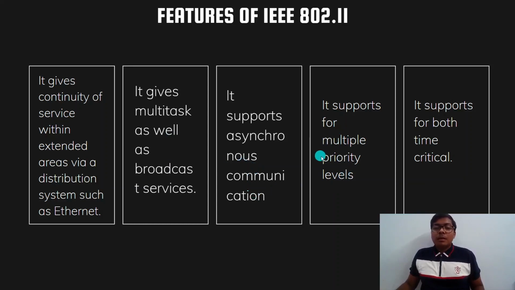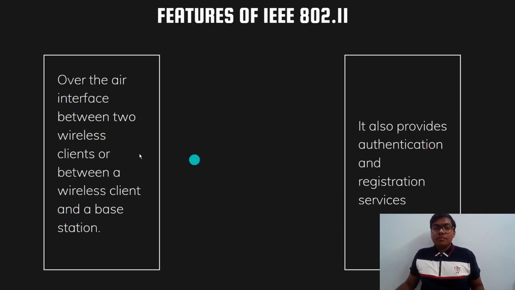It supports multiple priority levels. It supports both time-critical and data services. Over-the-air interface between two wireless clients or between a wireless client and a base station. It also provides authentication and registration services. With this, we complete the features.